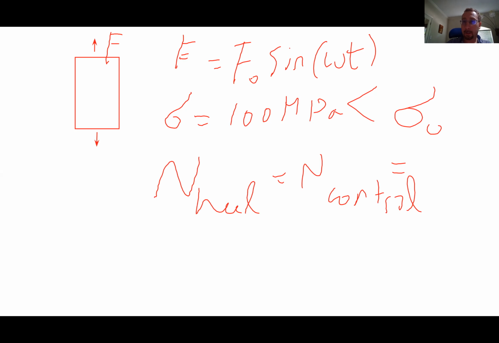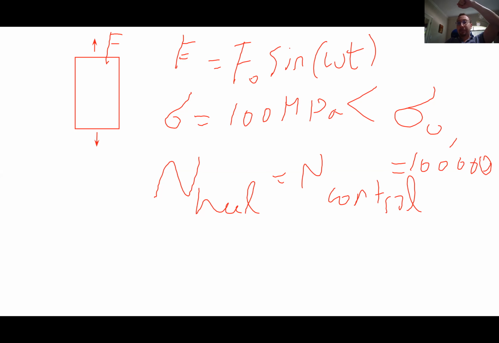is 100,000. So basically, if there's no healing agent, when I am applying 100 megapascal of a stress, cyclic, so it goes from minus 100 megapascal to plus 100, minus to plus, minus to plus, after 100,000 cycles, the material fails.